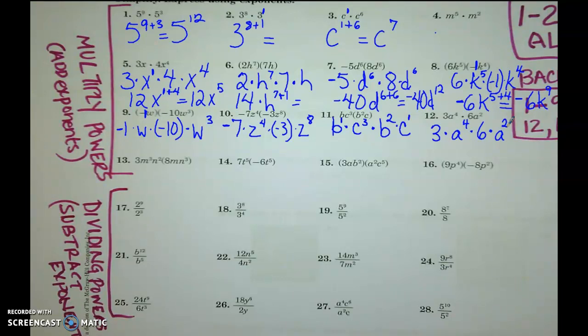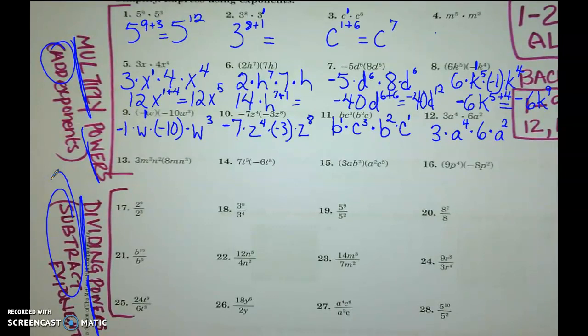Looking at the next section, we're dividing powers. When you divide powers, you subtract. Guys, notice that it is opposite for multiply. When you multiply powers, you add the exponents. When you're dividing powers, you subtract exponents. So it's the inverse, which makes a lot of sense.